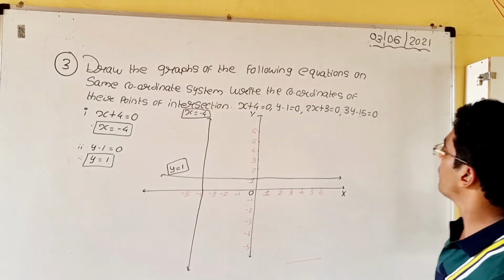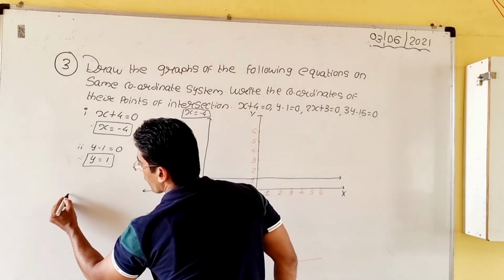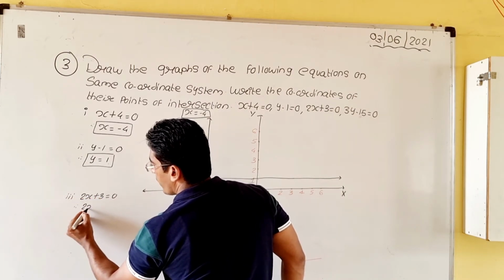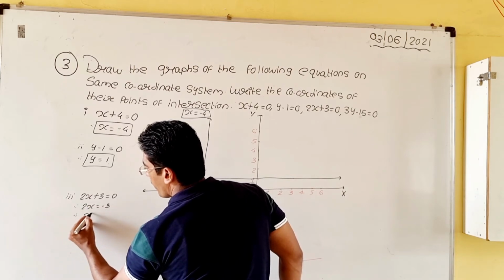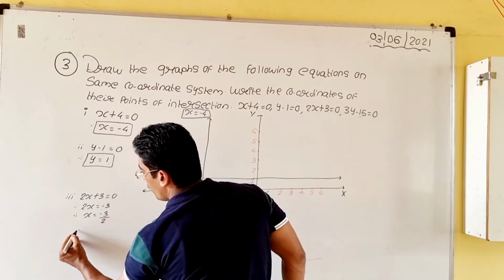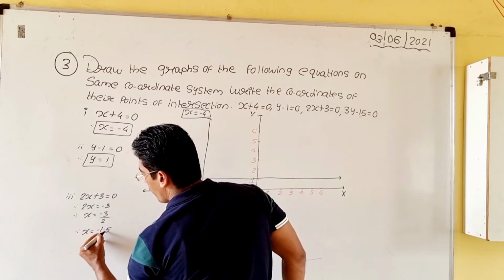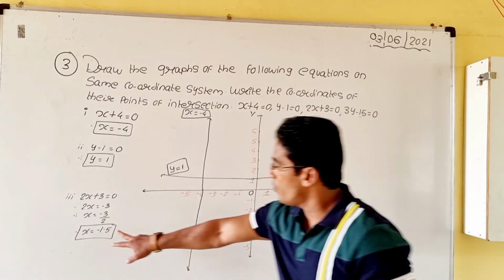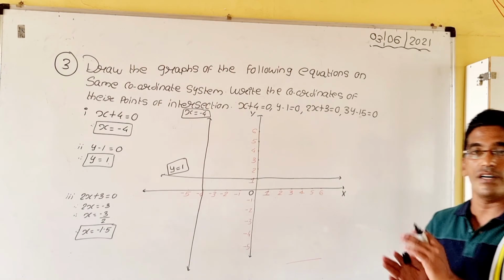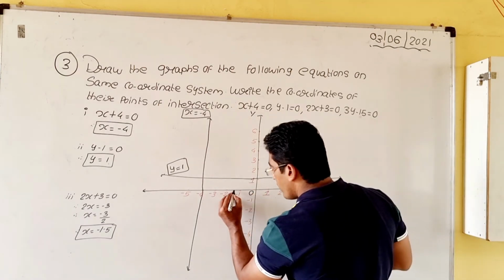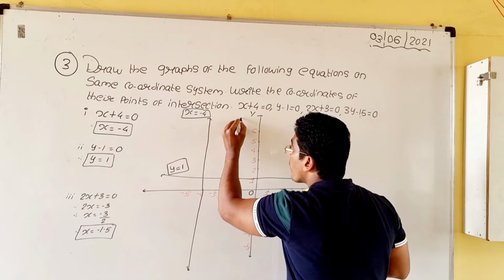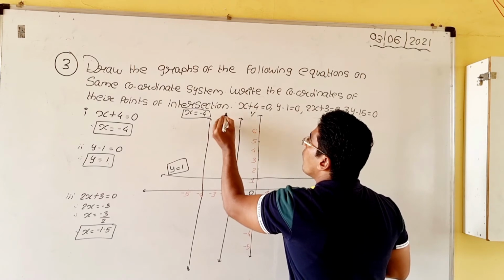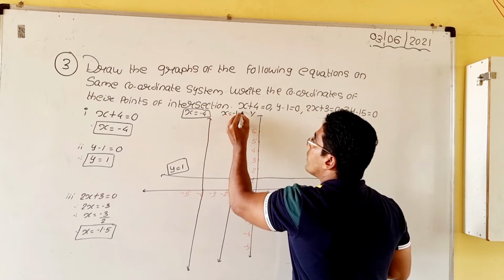Third equation, 2x plus 3 is equal to 0. 2x is equal to minus 3. x is equal to minus 3 upon 2. x is equal to minus 1.5. Here we have got the value in decimal point. 1.5 is between 1 and 2. So minus 1.5. x is equal to minus 1.5.